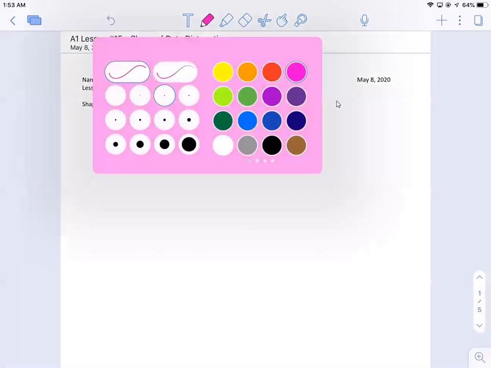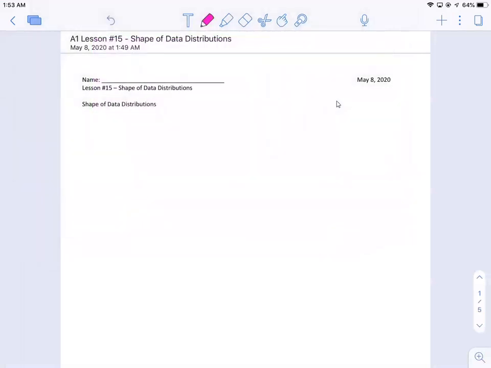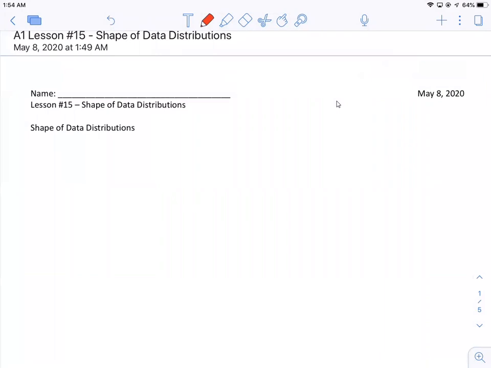Today is our second day of statistics. We're going to be looking at the shape of data distributions today. Last lesson we just covered mean, median, mode. Hopefully that was okay. Any questions, let me know. But today, shape of data distribution.